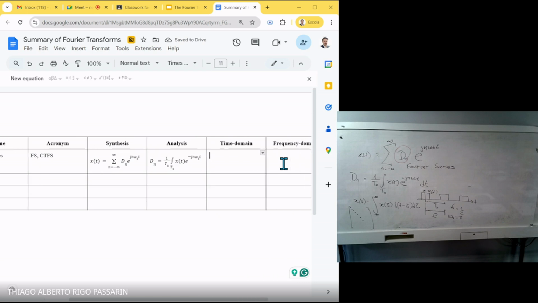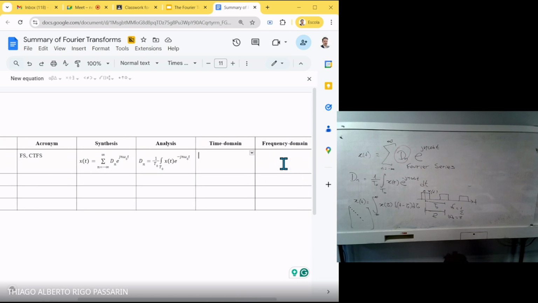Time domain. What are the characteristics of the signal in the time domain? For instance, we're talking about continuous or discrete signals. Continuous. What else? Periodic. We're talking about continuous periodic signals. Frequency domain. Okay, we will come back here.